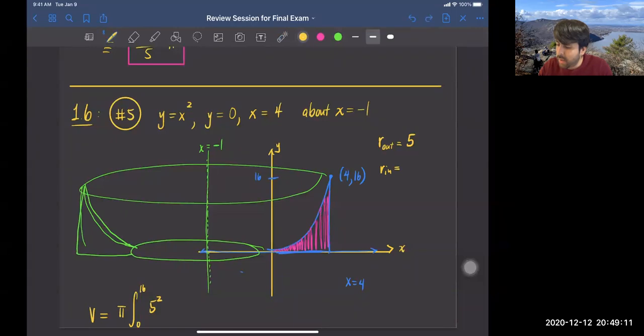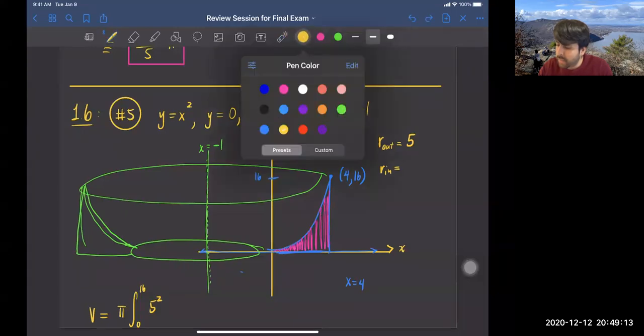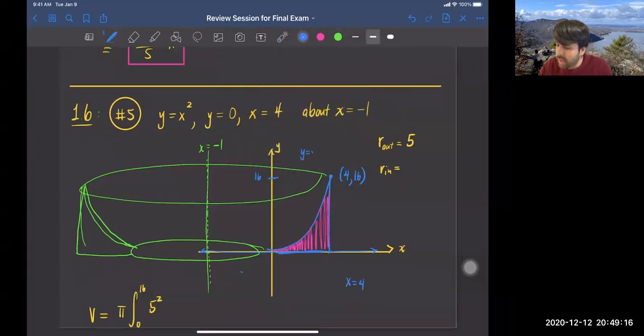This is y equals x squared, correct? But remember, when we're converting this into the y perspective, my washers are horizontally stacked or vertically stacked. So then that means that I have to rewrite this as x in terms of y. So y equals square root of x.